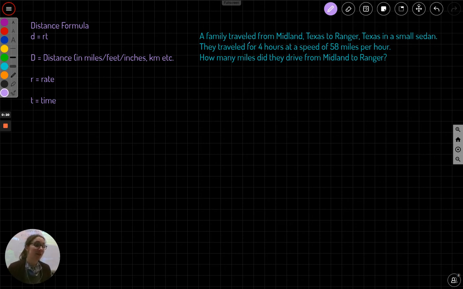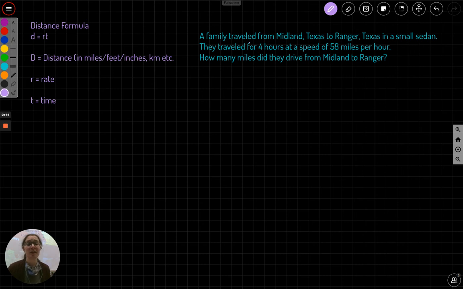And the formula is pretty simple by itself. D equals RT. D is going to stand for distance, which is in miles, feet, inches, kilometers, etc. R is once again standing for rate, only this time it's going to be distance unit per time unit, like miles per hour, meters per minute, kilometers per second, things like that. And T is once again time.